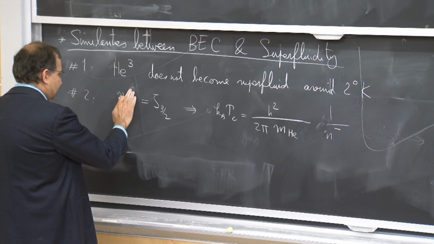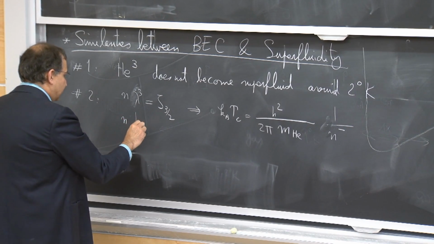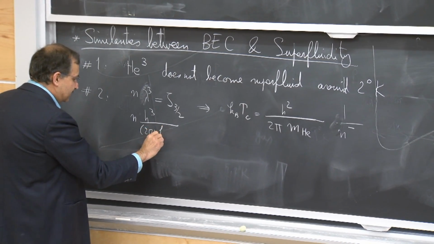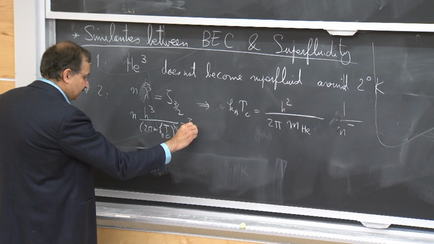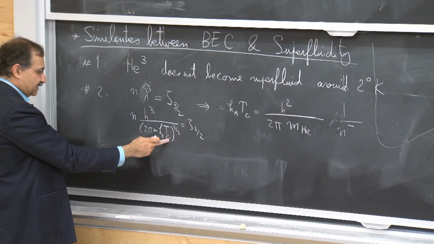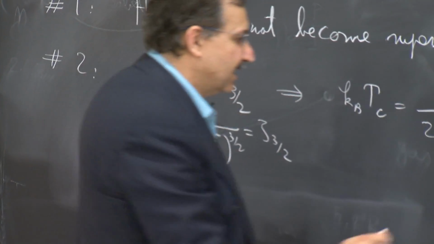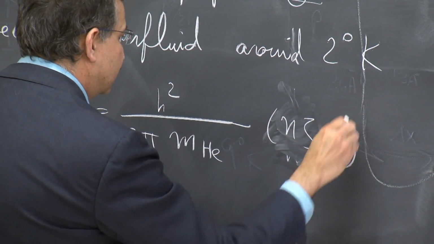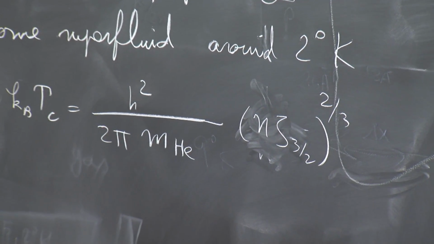Yeah, it's correct. And h cubed over 2 pi m kBTC to the 3/2 being zeta of 3/2. So 2 pi m kBTC is proportional to n over zeta of 3/2 to the 2/3 power. Okay.